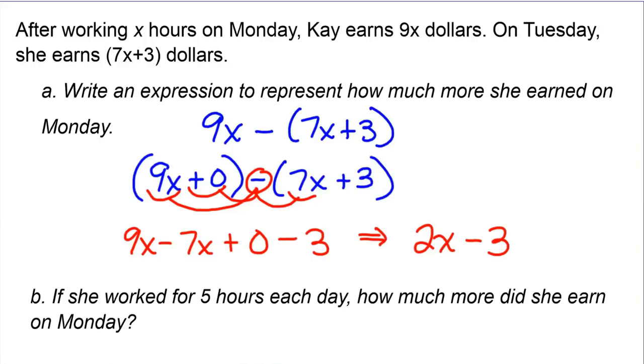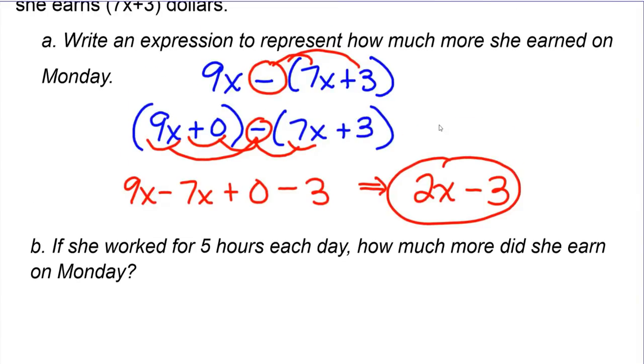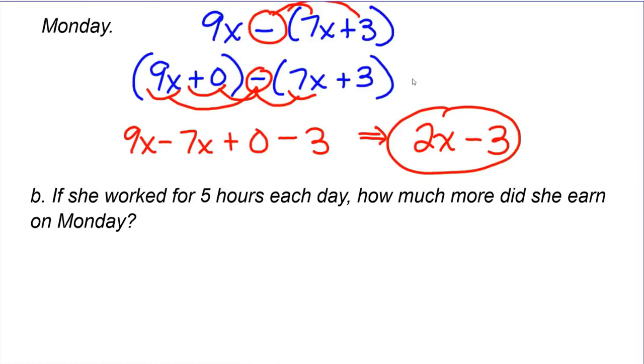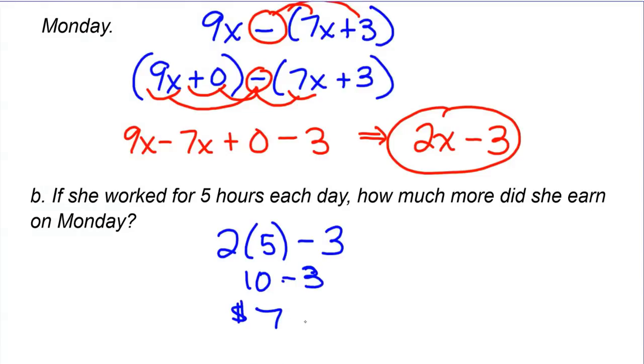So always make sure you're aware that if there's subtraction in front of that parentheses, the subtraction applies to both terms there. So that's like nothing, no constant, or 0 minus 3 is going to give you negative 3. So this is the actual expression that tells us how much more she earned on Monday. And then part B, if she worked for 5 hours each day, how much more did she earn on Monday? So here the value of x is 5. So I have 2 times 5 minus 3, which is 10 minus 3, or $7 more on Monday.